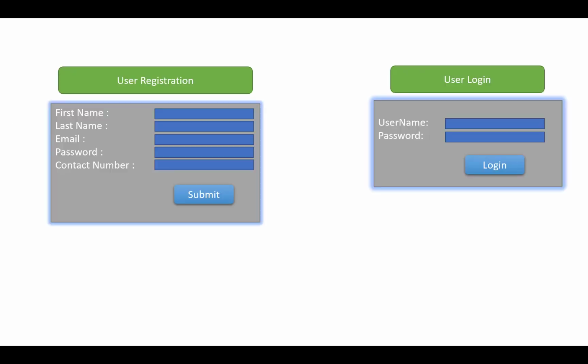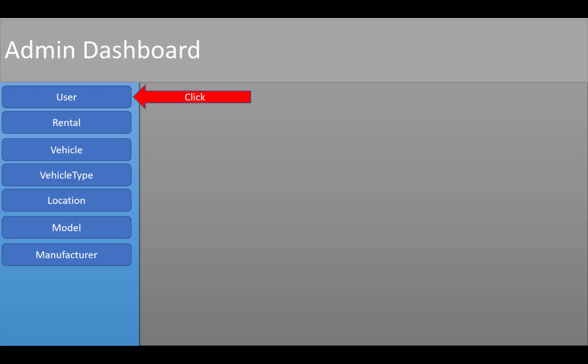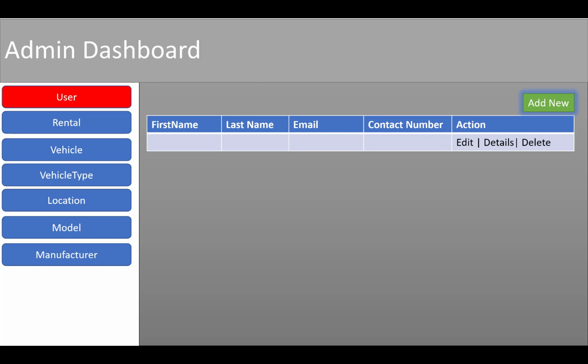The next thing I will do in the project is the user registration page and the user login page. In the user registration page, I will use Identity, so by using membership you can log in to the panel. After that, we can create the admin dashboard. These are the options in the admin dashboard: user, rental, vehicle, vehicle type, location, model, and manufacturers.